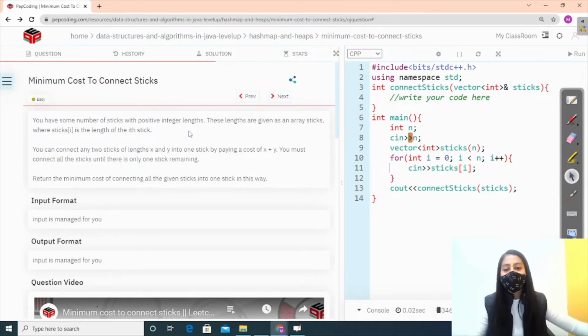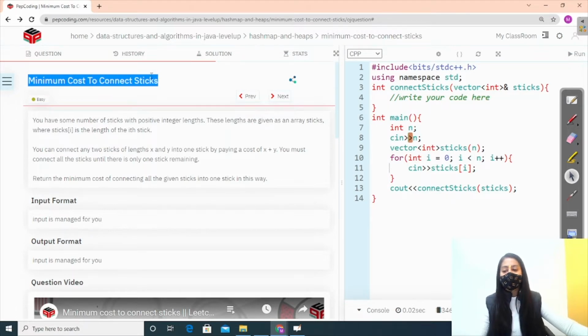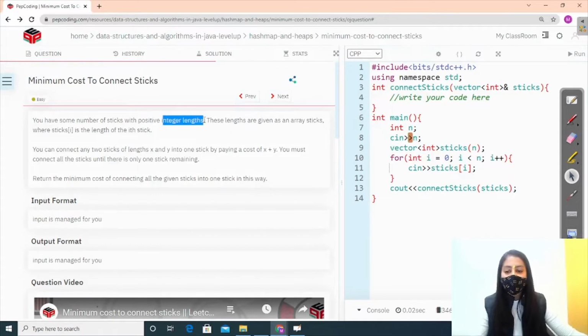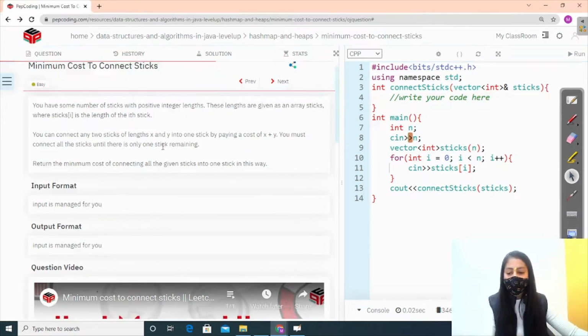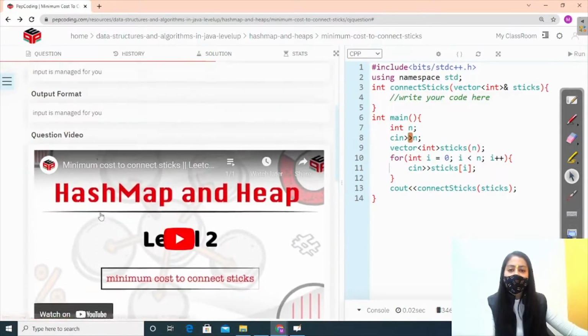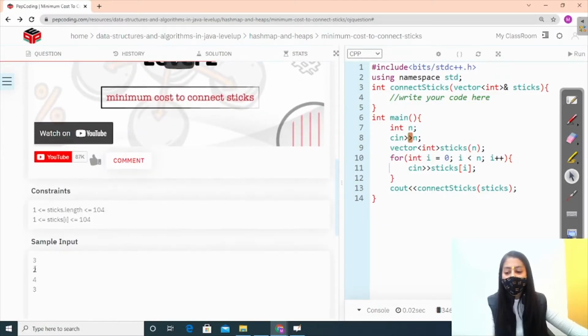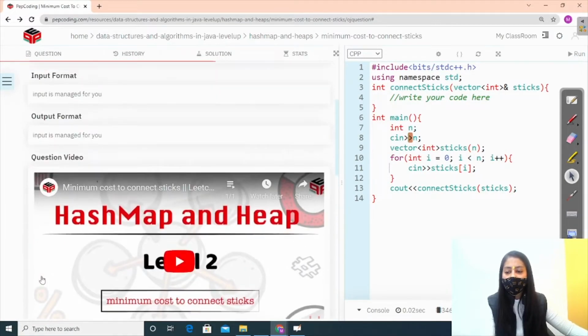So today in this video we are going to discuss one another question, that is minimum cost to connect sticks. In this question you have some number of sticks with positive integer length. You are given the length of some sticks, right? These lengths are given as an array sticks where stick I is the length of the ith stick. So we are given an array in which each element is representing the length of the ith stick, right?